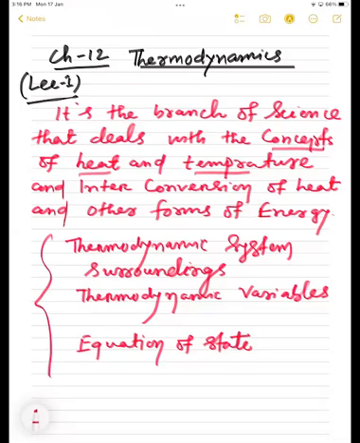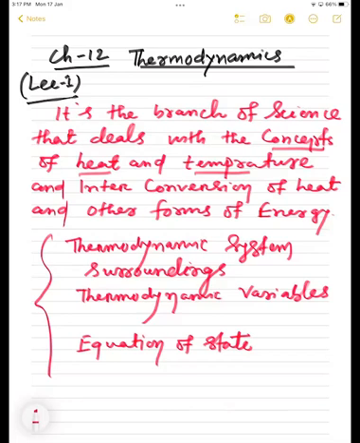It's an assembly of a large number of particles having certain values of pressure, volume, temperature, right? We're considering a system. It is under certain pressure, having some volume, having some temperature. So those total things are known as thermodynamic system.